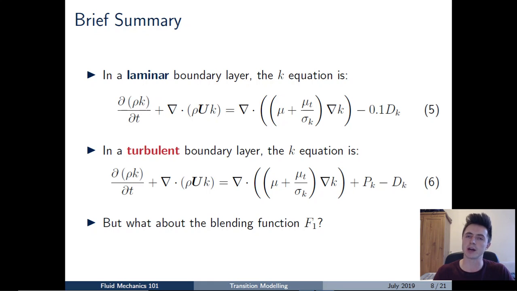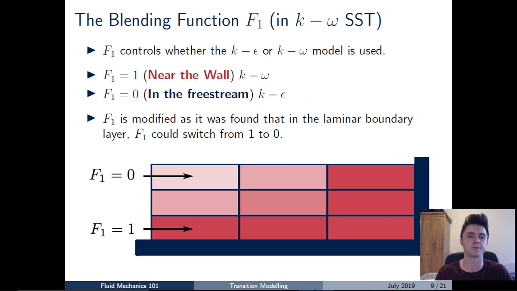But the one term I haven't talked about here is what about the blending function F1? How is that modified and why is it modified? So just a reminder, the blending function F1 controls whether we're locally solving the K epsilon or the K omega model in the K omega SST turbulence model. And if you need more detail, please go back and have a quick look at my previous video, and that should quickly explain how the blending function fully works.